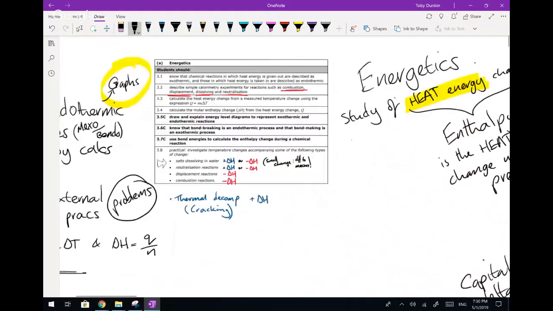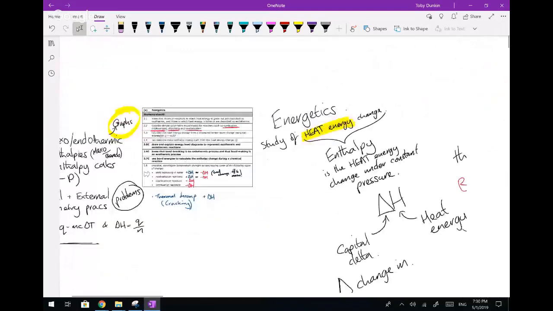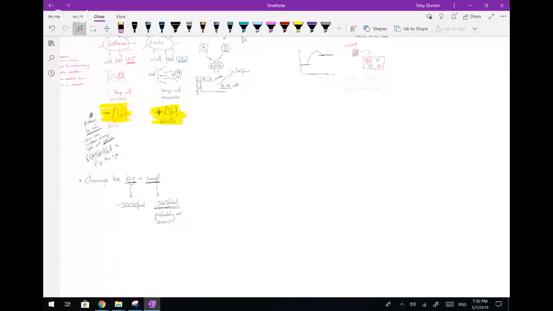For those students doing dual science, you don't need to worry about that. It's not on your spec, hence the bits in black. Okay, next bit. So now that we've done that, that brings us to the end of the theory bit.